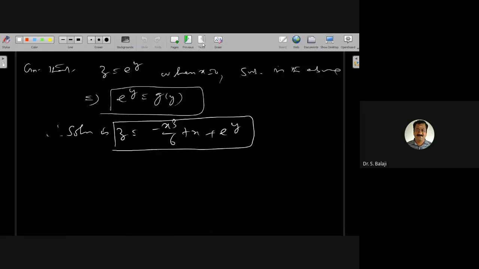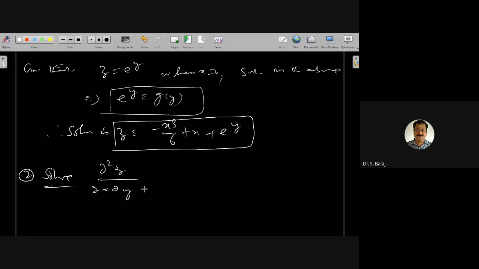In the same manner, you take one more problem here. Solve dou square z by dou x dou y equal to sin x sin y. Here there is no initial condition given. Therefore, you have to treat the arbitrary function as it is only.